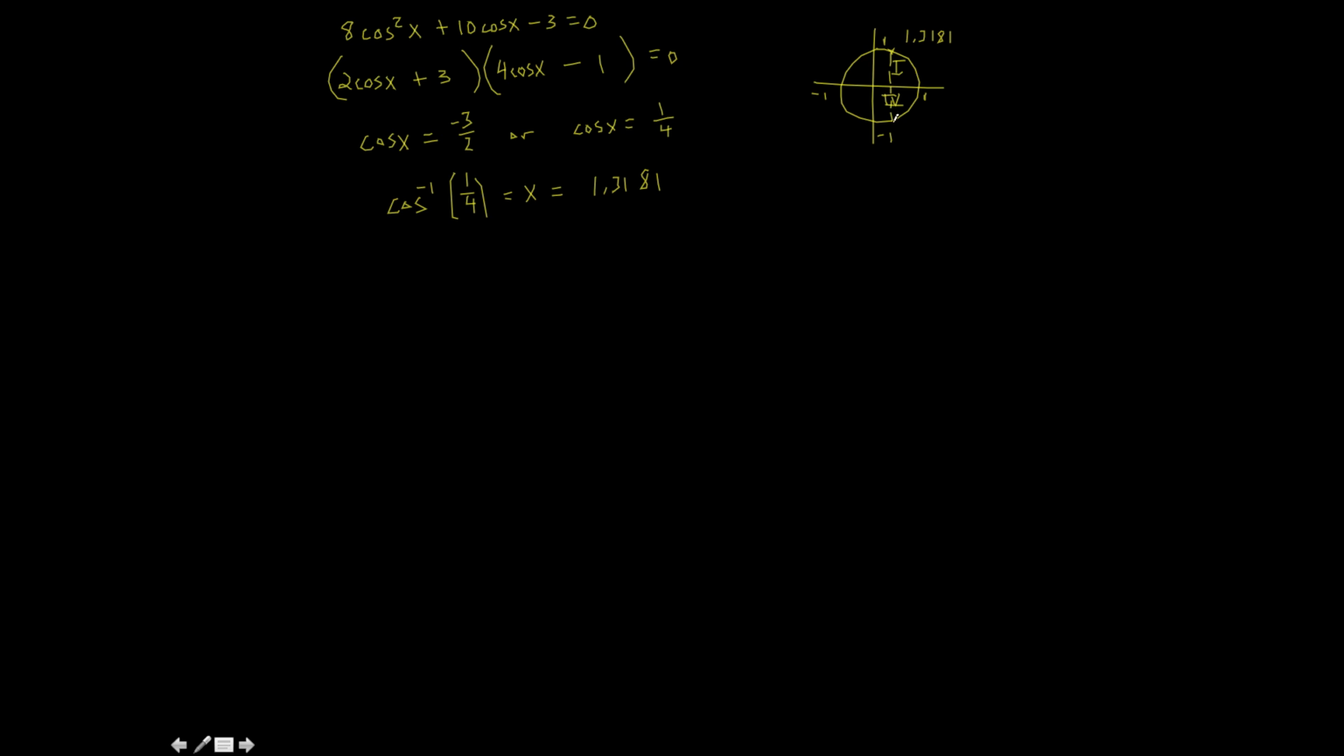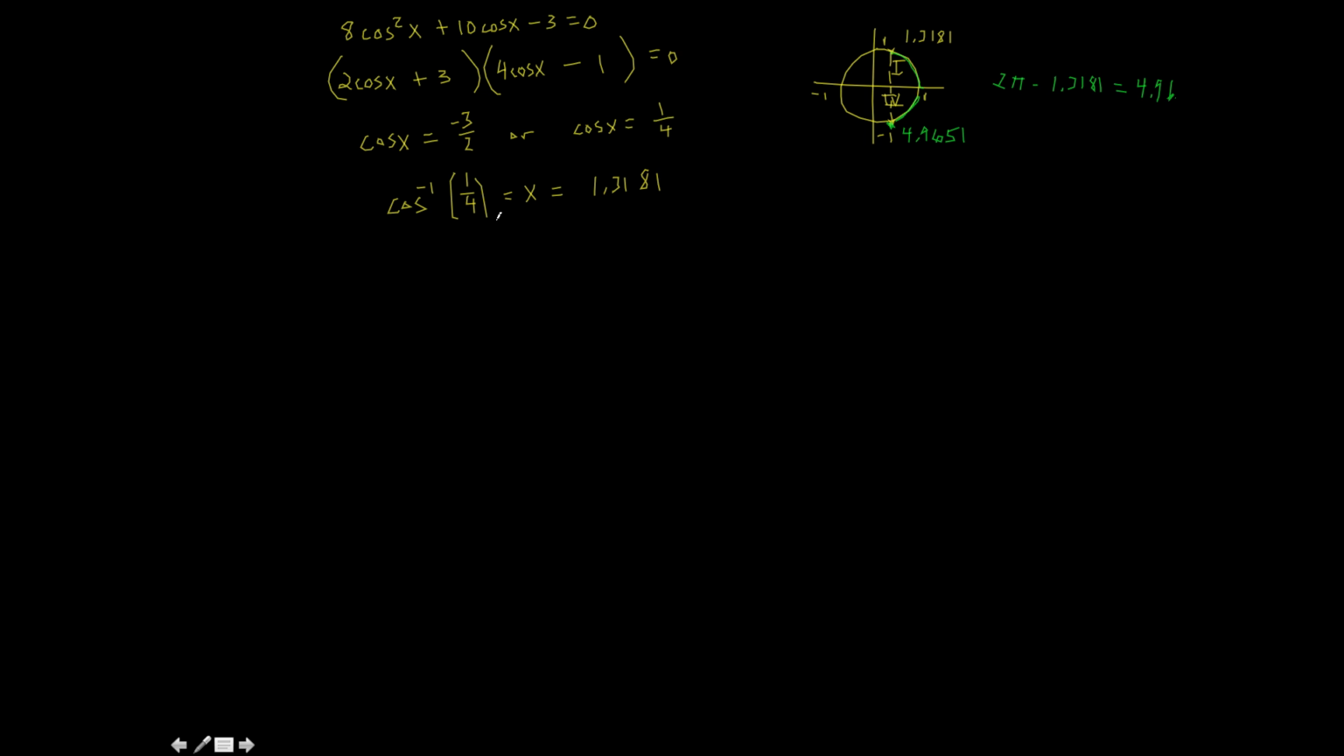Now, there's also an answer down here, remember. How would we get to that answer? This goes back to what we learned earlier. Remember, this distance here should be the same as this distance here. Since the distance all the way around the circle is 2 pi, we can subtract 1.3181 from 2 pi, and it will give us the value we're looking for, which happens to be 4.9651 to 4 decimal places. So there are two values on our unit circle where cosine x equals 1/4.